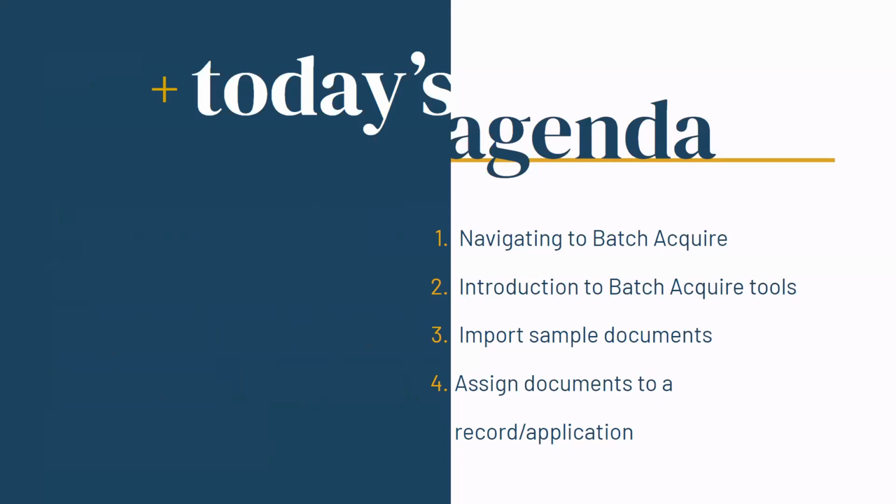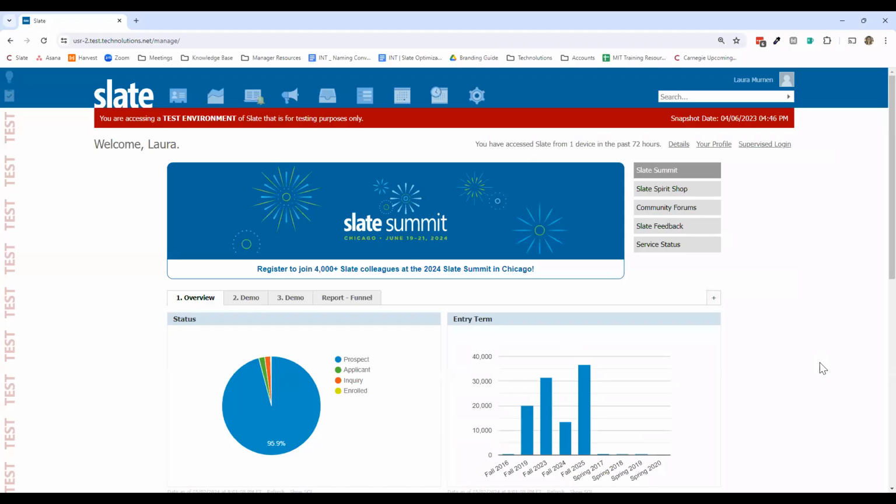Today's agenda is pretty straightforward. We're going to be introducing the tool, going into Batch Acquire and seeing the different functionalities of it. We're going to import sample documents, and then finally, we're going to assign those documents to a record or application. So if that sounds good, we're going to jump right in, and we're actually going to use our showcase, our test environment for this. So sharing my screen, you should be able to see our showcase environment now.